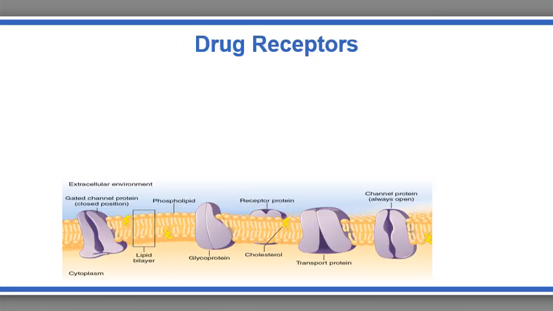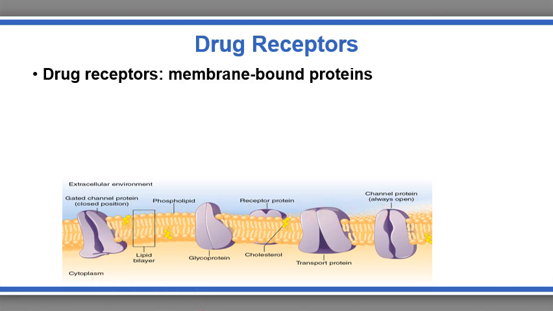In this picture, you see various types of drug receptors. Just orient yourself to what you're looking at. This is the cell membrane, this is the inside of the cell, and this is the extracellular environment. Here they're showing various types of drug receptors that are present. Drug receptors are membrane-bound proteins, and they're present in different parts of the cell. There can even be drug receptors embedded in the cytoplasm. You see here some different examples of these drug receptors.